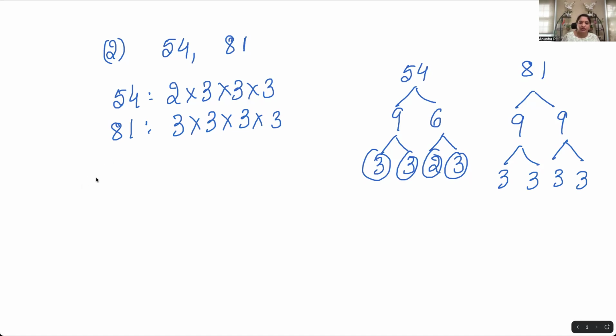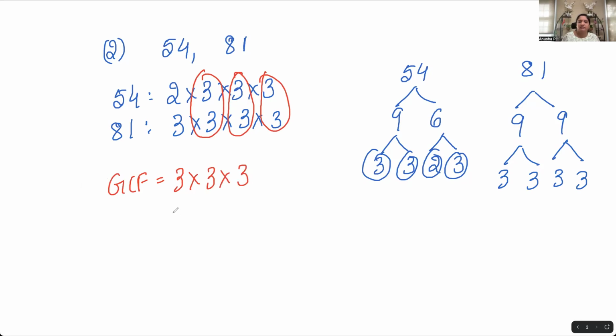To write the GCF, you have to circle the common factors. Here 3 is common in both the numbers. So GCF is 3 times 3 times 3, 9 times 3, which is 27. To do LCM, we have to take the common factors and write them once, and the remaining numbers from both the numbers. What are the remaining numbers we have? 2 and 3.